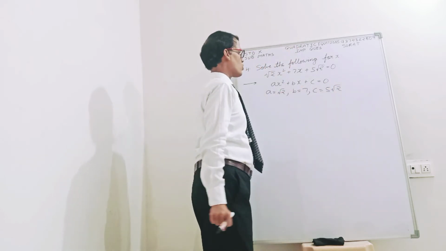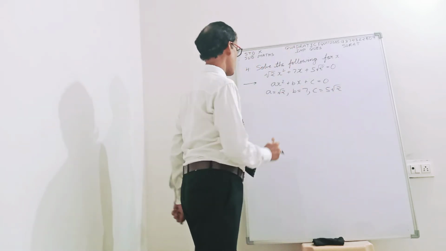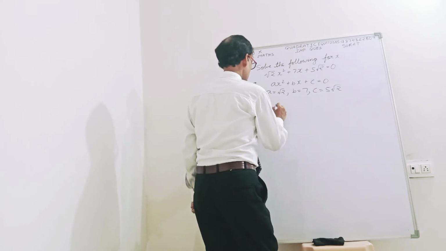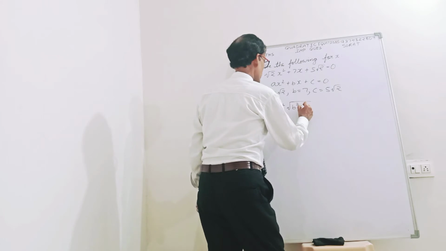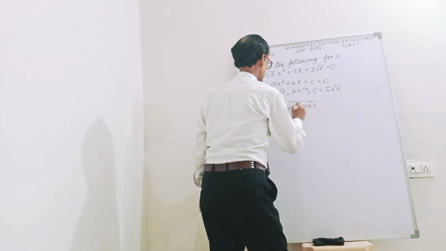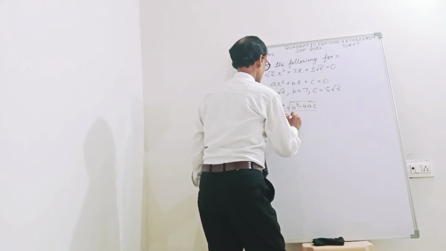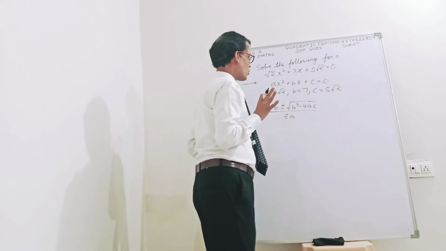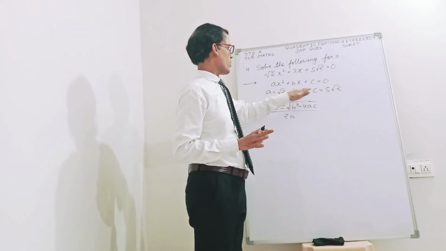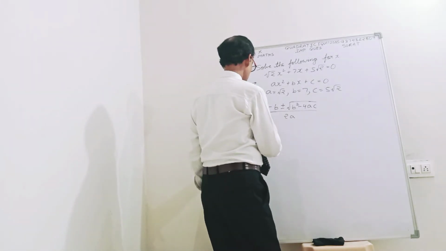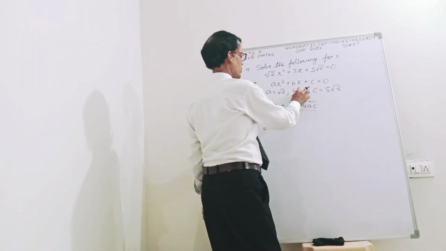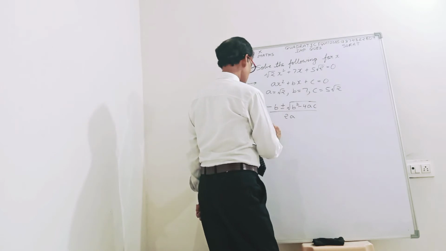So these are the values of a, b and c, and as you know the quadratic formula is minus b plus minus square root of b square minus 4ac upon 2a. So we have to do nothing, we just put the values of a, b and c and we get the answer. So what do we get here? What is b? B is 7, so minus b becomes minus 7.